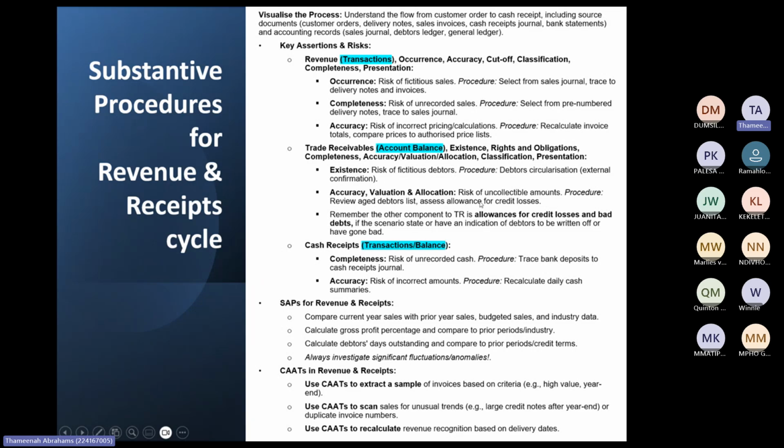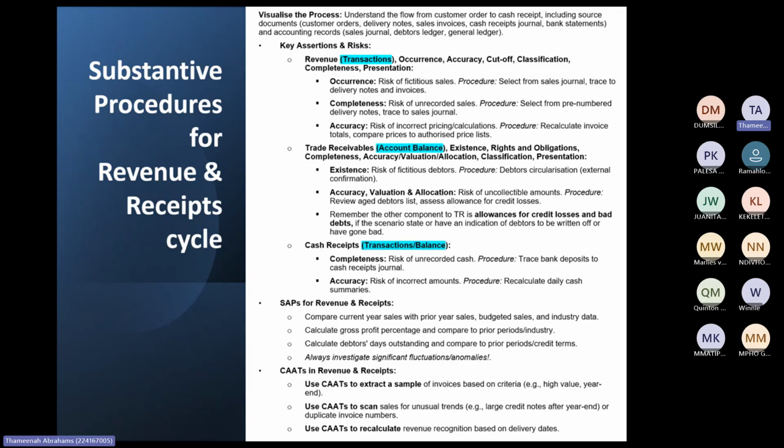Then you have accuracy, valuation and allocation, and there's a risk that the amount is incorrect. So there you'd usually, for example, inspect the debtors statement, because remember your audit client will provide a debtors statement, and also that confirmation letter that you send to your debtors will also help you with the accuracy part as well, because they agree the balance at year end.